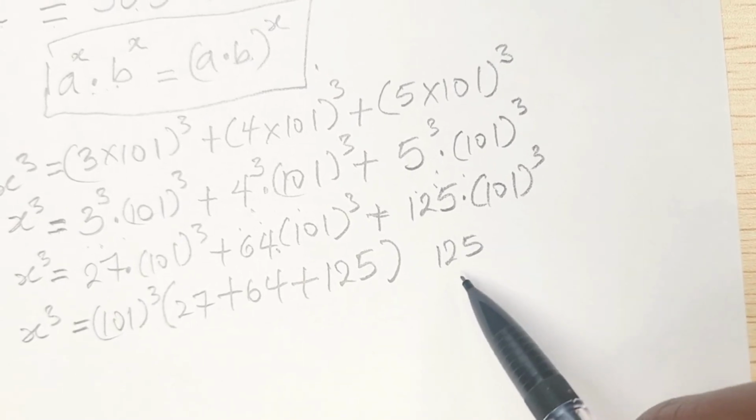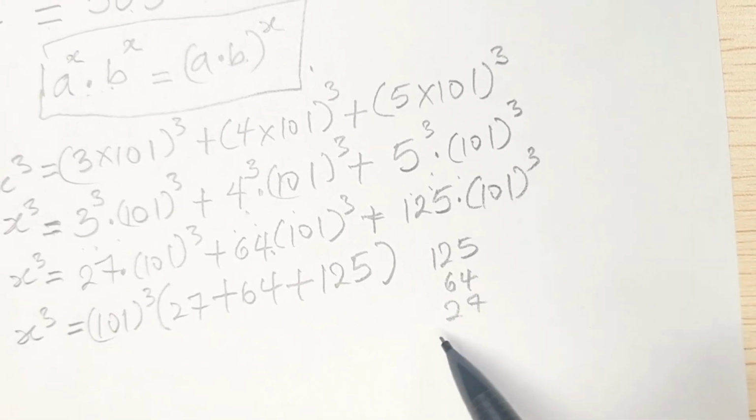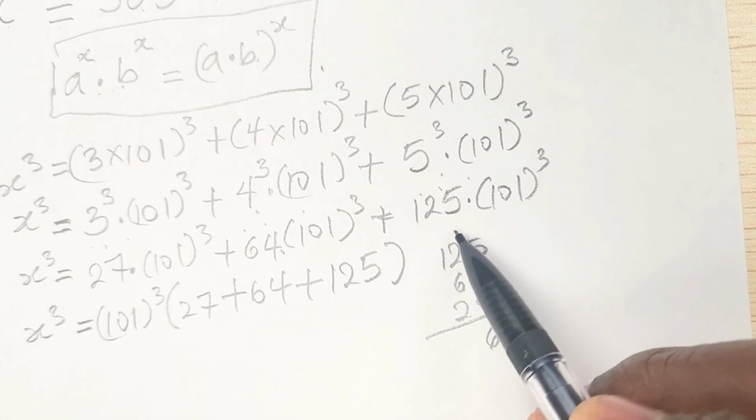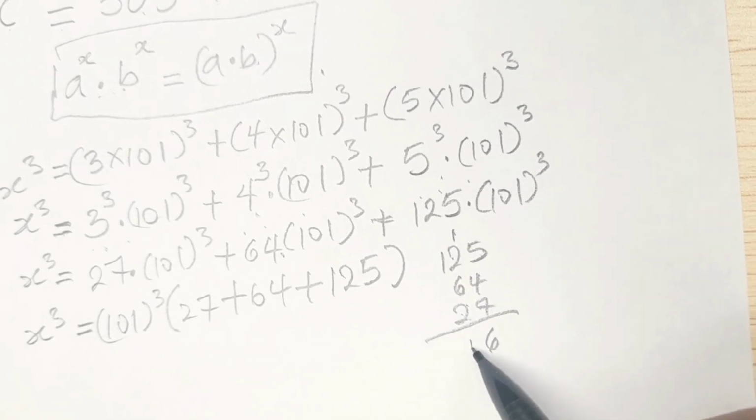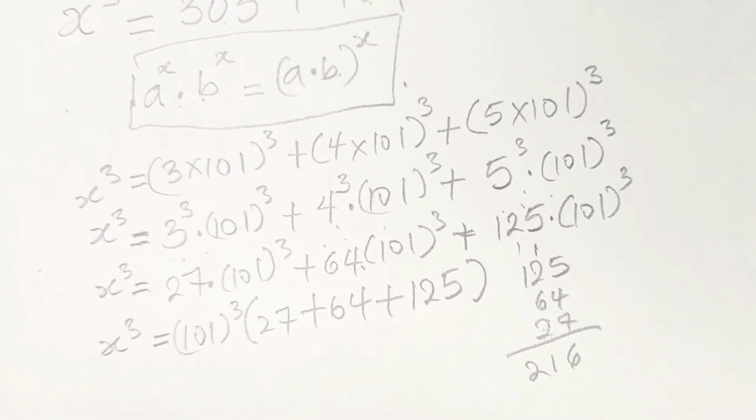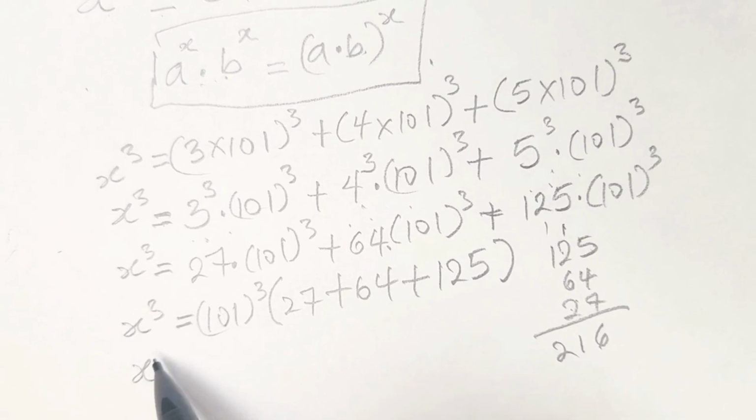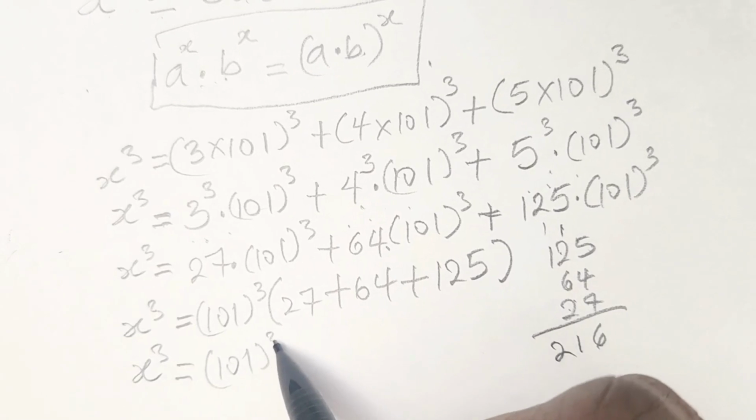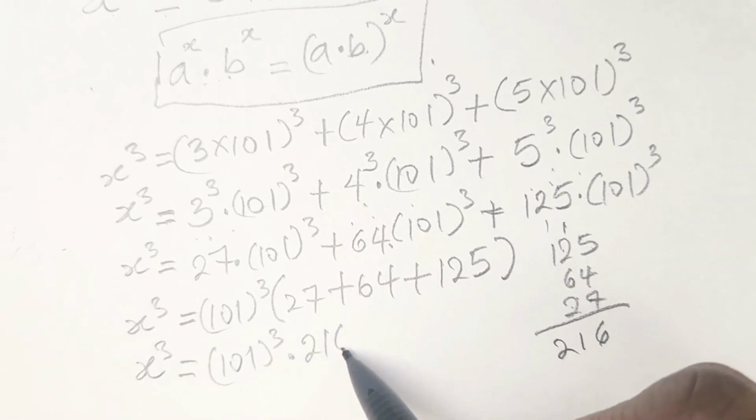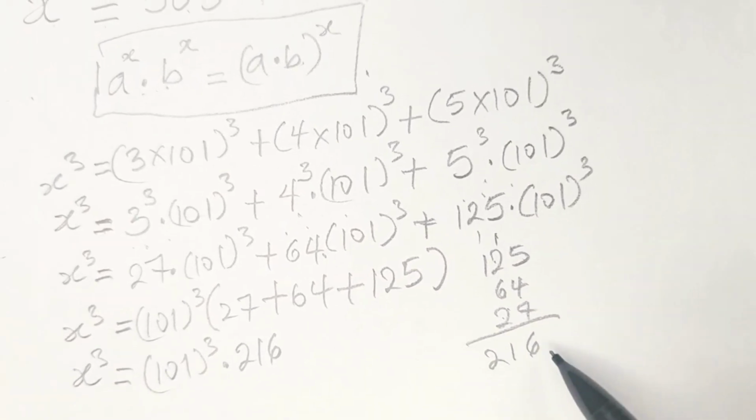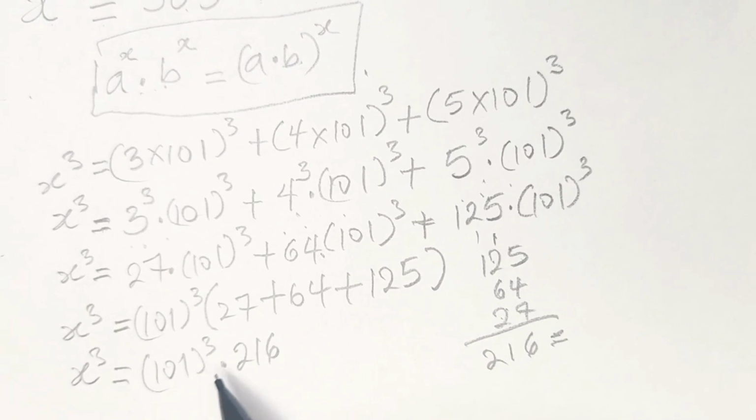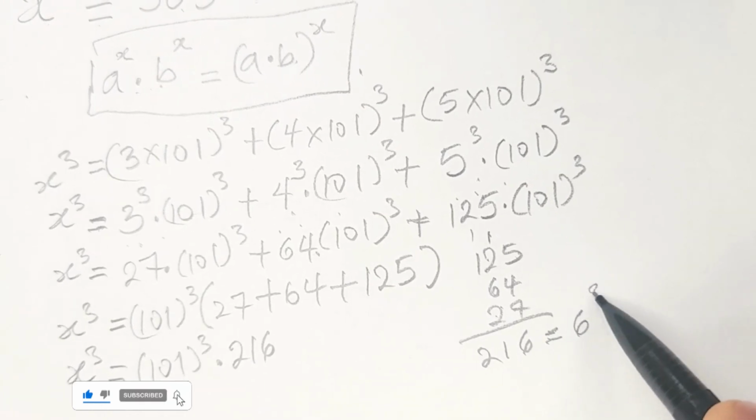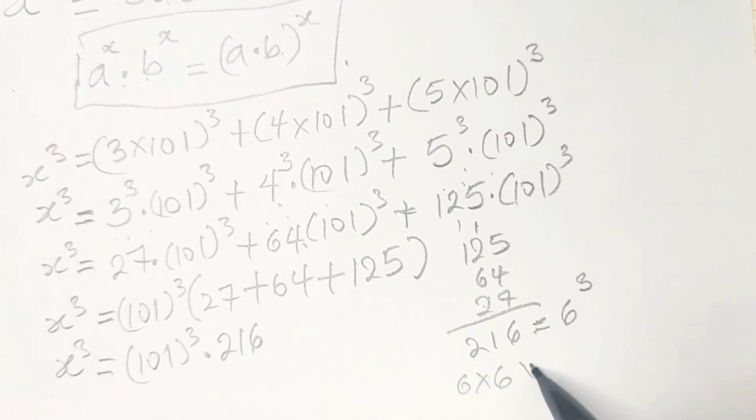So we have this 64 and 27. 7 plus 5, that's 12, plus 4, 16. 8, 9, 10, 11, 2. So what do we have? We have that x cubed is equal to 101 cubed times 216. Now we know that 216 we can rewrite to have a cube root, and that is 6 raised to power 3. So 6 times 6 times 6.